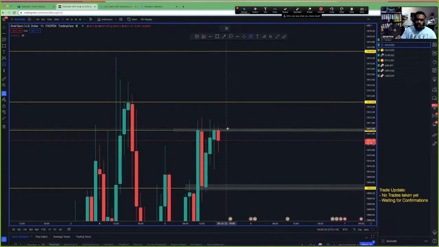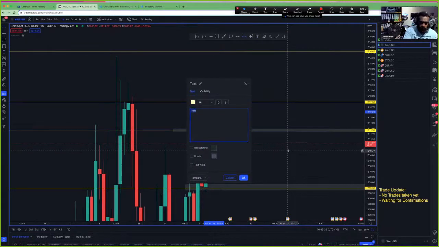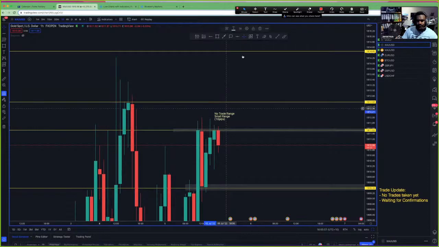Actually, I did have my buy stop over here, but this is a pretty small range. I'm not too keen on taking a trade in this range. This is a no trade range, a small range, 10 pips. Better buys will be above 1812.50.